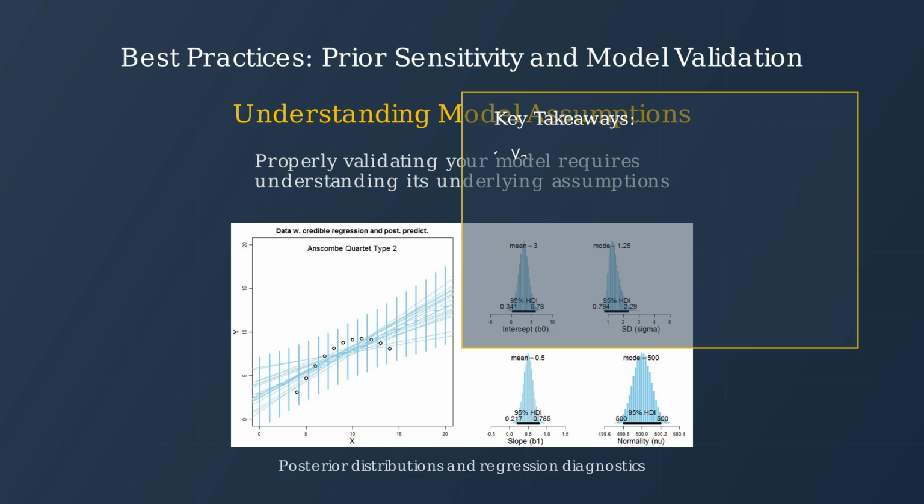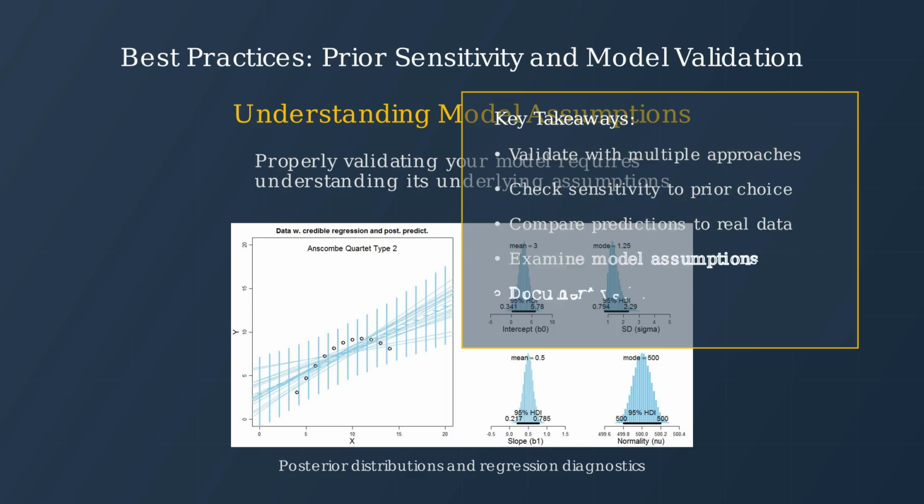To ensure robust Bayesian modeling, validate with multiple approaches, check sensitivity to prior choices, compare model predictions to real data, carefully examine your model assumptions, and thoroughly document your validation process.